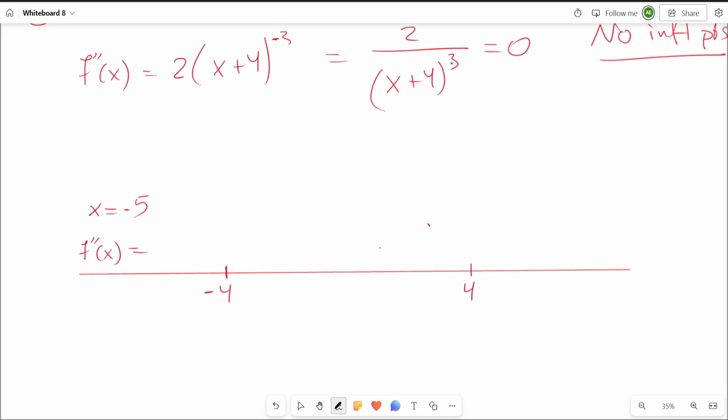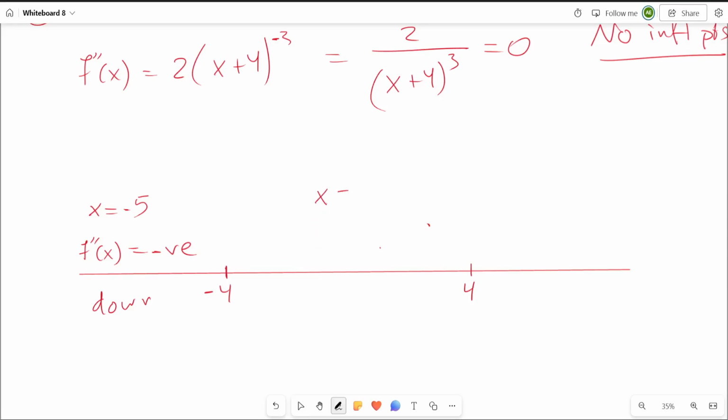-1 power 3 is a minus value. So 2, which is positive, divided by minus, is going to give me a negative value. So this part over here is a concave down part of the graph.